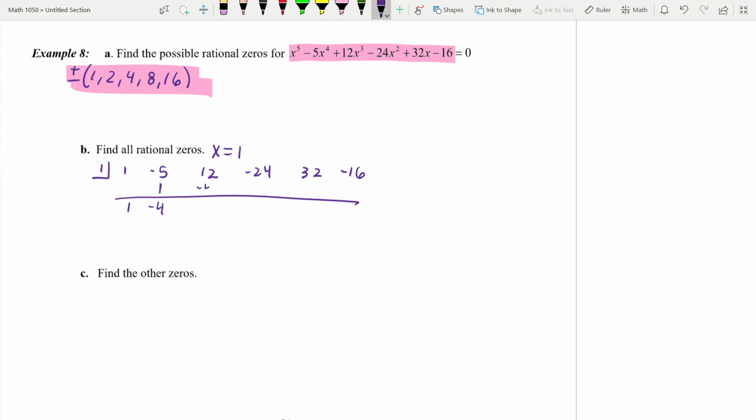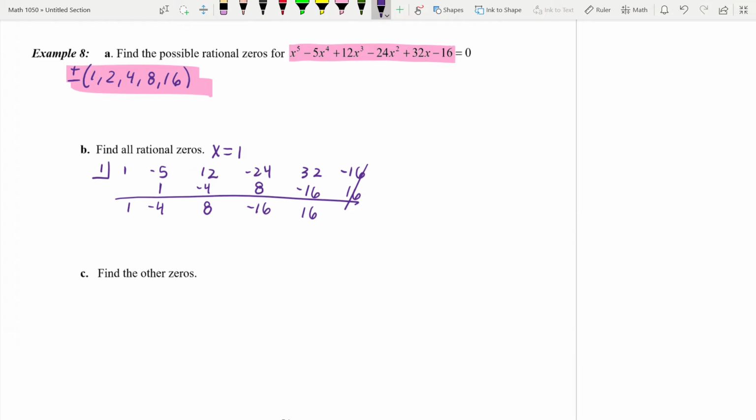Negative 4 times 1 is a negative 4. 12 minus 4 is 8. 8 times 1 is 8. Negative 24 plus 8 is negative 16. Negative 16 times 1 is negative 16. 32 minus 16 is 16. 16 times 1 is 16. I'm feeling really good. Okay?